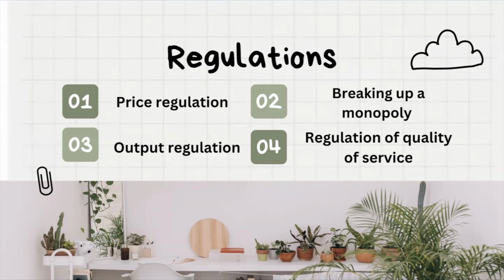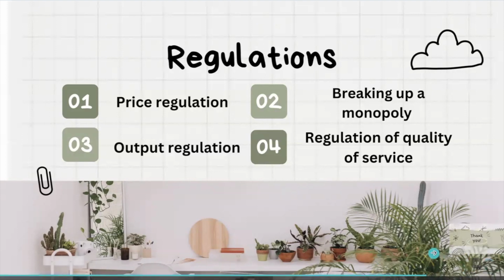Regulations. So the first one is price regulation. Government may regulate the monopoly by imposing a price ceiling, which also eliminates deadweight loss. And breaking up a monopoly. In certain cases, the government may decide to break up a monopoly because the firm has become too powerful, though this rarely occurs. And the third one is output regulation.